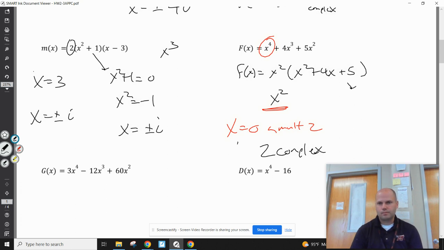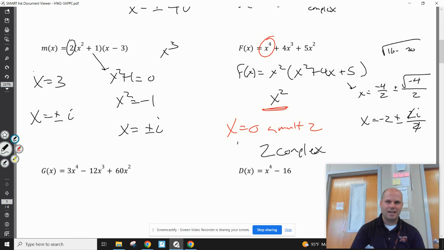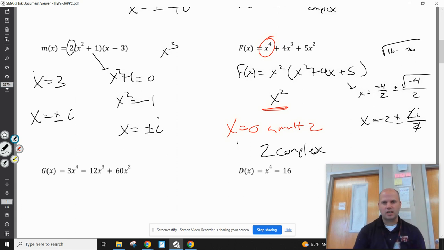Let's just do it. X equals the opposite of b over 2a, plus or minus the square root of b squared, 16, minus 4 times 1 times 5. 4 times 1 times 5 is 20. The square root of 16 minus 20 is the square root of negative 4, all over 2a. We get x equals negative 2 plus or minus 2i over 2. That's just plus or minus i. If we completed the square, we would see the same thing.